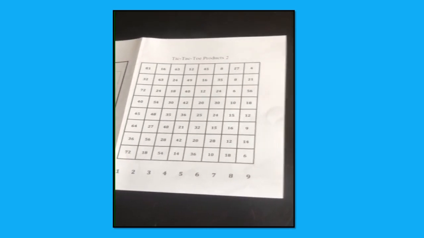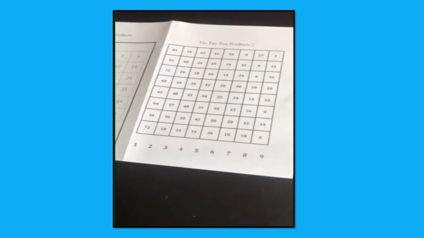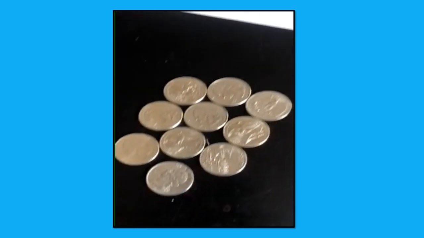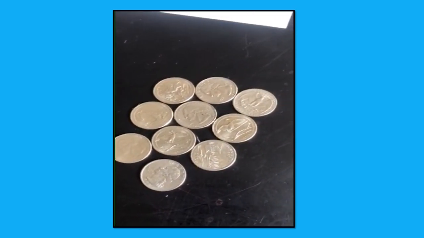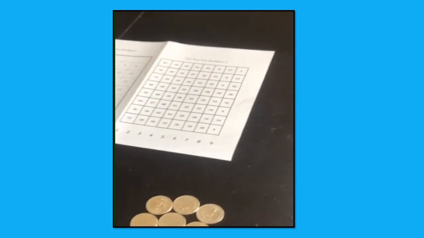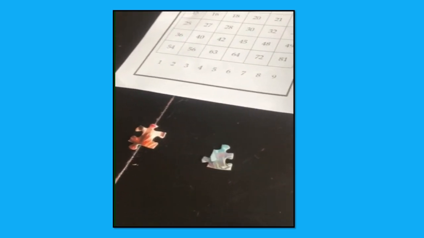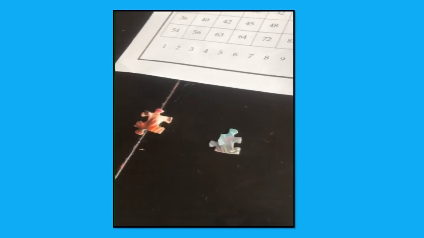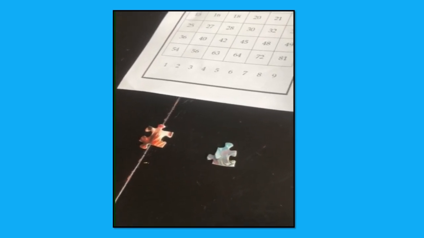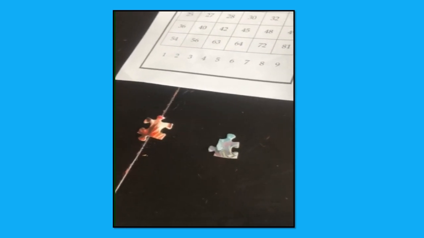Now, really quickly, what you're gonna need is anything from around your house. We chose, because we have kind of like a coin jar, we chose to use pennies for one player and quarters for another player. The last thing that you need to play this game, besides knowing your math facts, is two game pieces to show your factors or your math problem. You could use paper clips, you could use pieces from another game, like maybe Monopoly. We chose to use puzzle pieces.